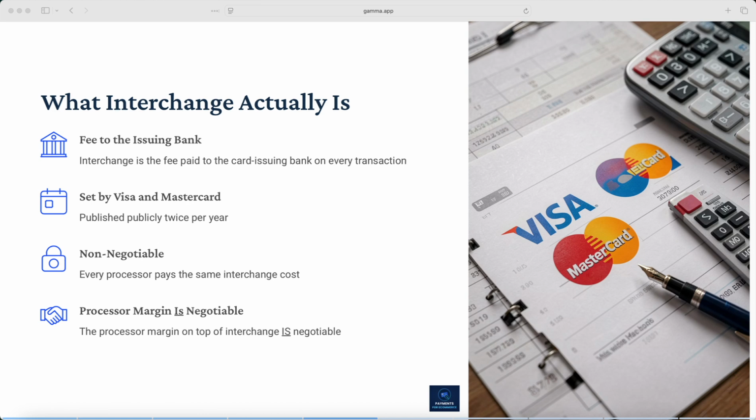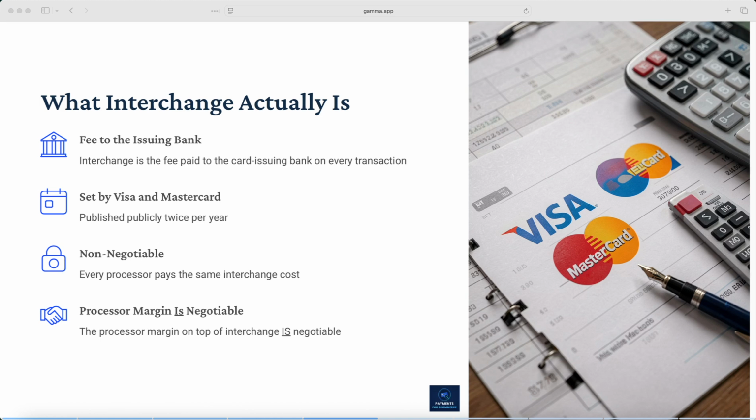Before we go further, and I alluded to this on the prior slide, let's make sure we're clear on what interchange actually is, because this is where a lot of confusion lives. Interchange makes up the majority of the overall effective rate that you're paying, and it is the fee that goes to the bank that issued your customer's card. So when your customer swipes their, let's say it's a Chase Sapphire card, Chase gets an interchange fee on that transaction. That fee is set by Visa and MasterCard, not by your processor. It's published publicly twice a year, and every single processor in the country pays the same interchange rate.